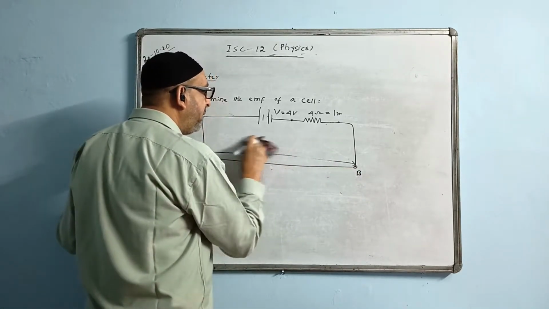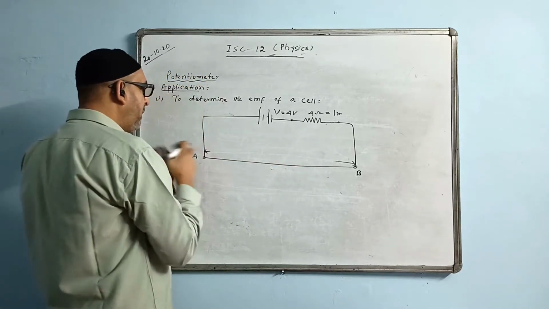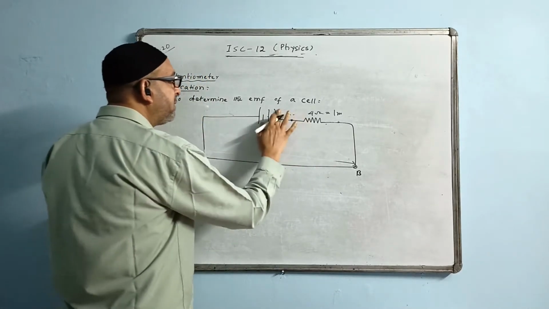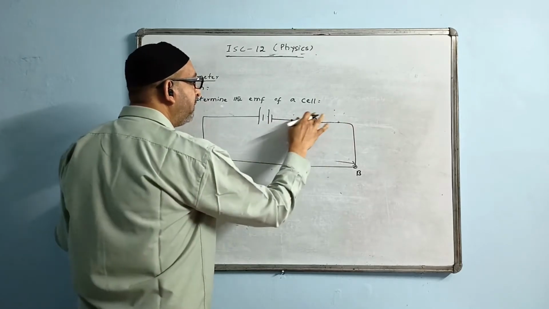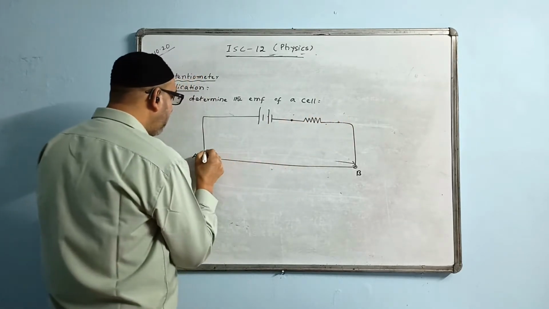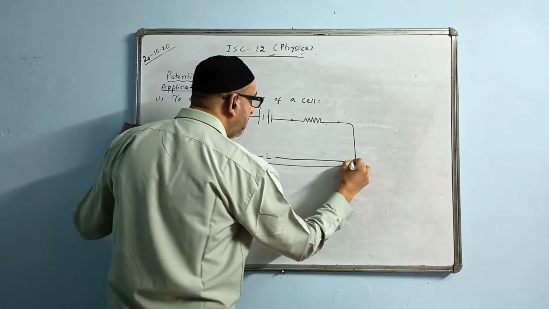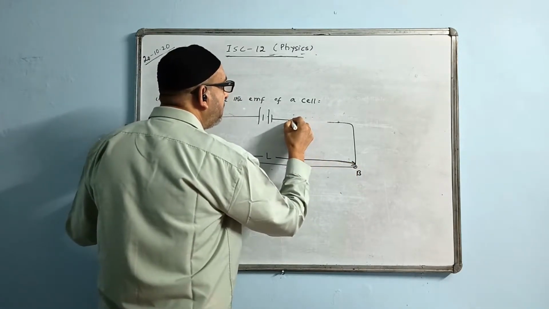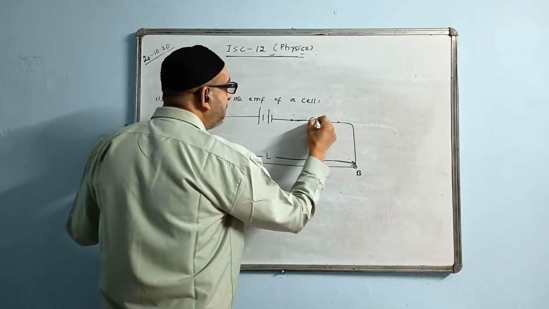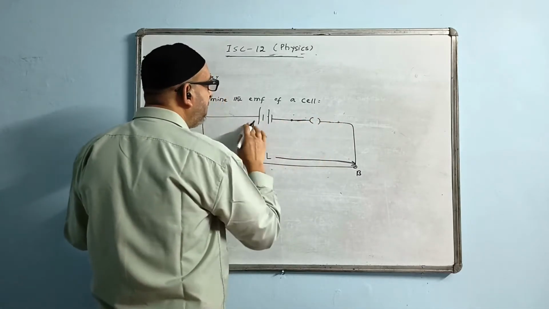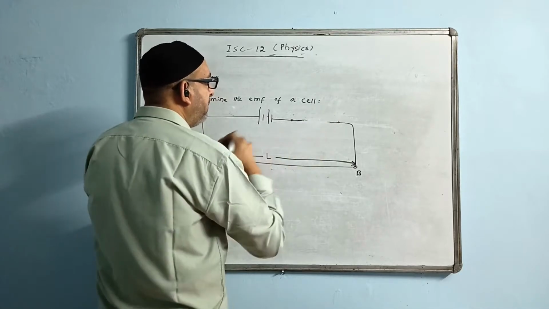We will take a wire AB. The length of the wire is taken as capital L. Length of the wire will be taken as capital S. We can keep a key either this side or this side. You can add a key anywhere.